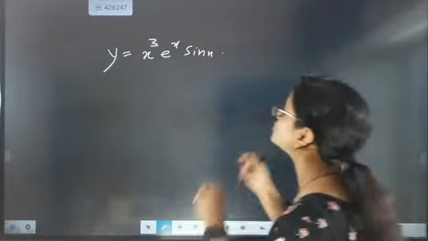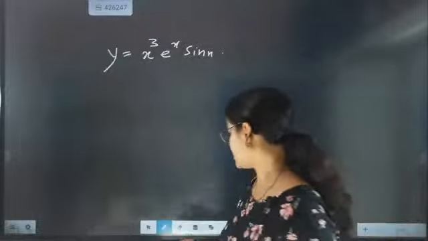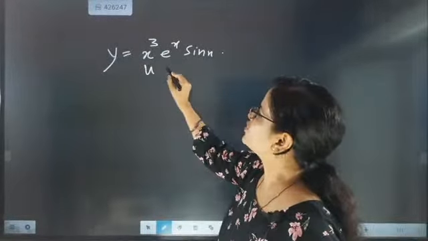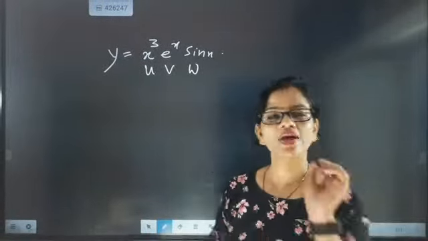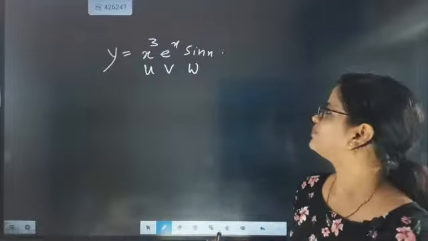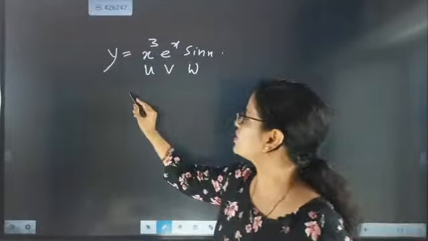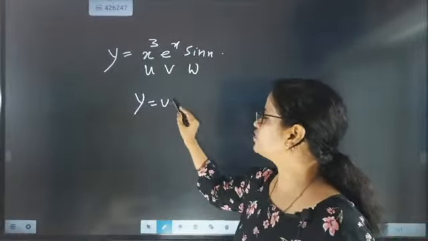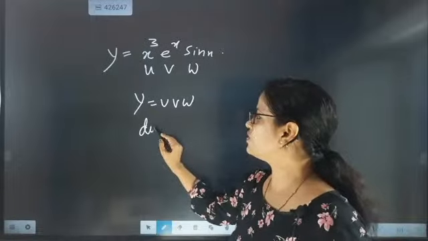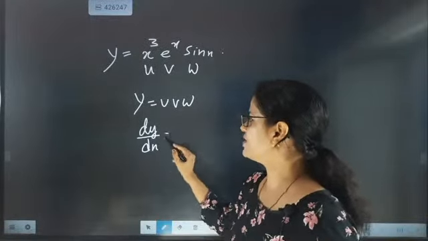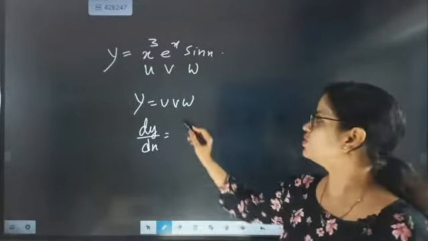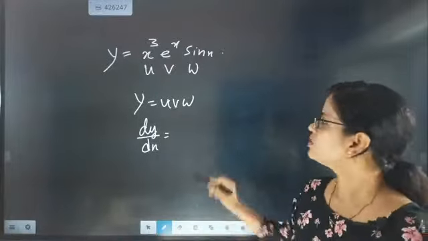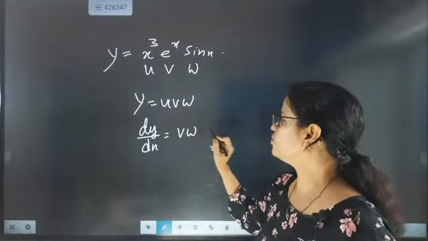The formula will be the product rule. Here three different functions are there, so we are going to write it as u, v, w. Any one you can differentiate at a time, it is the simplest one. Just look here. When y is equal to u v w, then when you are differentiating dy by dx, one time you differentiate u, then v and w will be left.